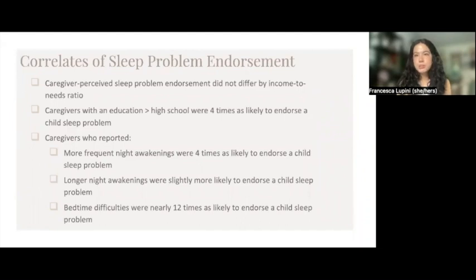Now, taking a look at the results for our second aim of our study, which was to look at the correlates of sleep problem endorsement, we found that sleep problem endorsement did not differ by income to needs ratio, but it did differ by caregiver education level. So caregivers with an education greater than high school were 4 times as likely to endorse a child's sleep problem as caregivers who had a high school education or less. We also found that caregivers who reported more frequent night awakenings, longer night awakenings, and bedtime difficulties were also more likely to endorse a child's sleep problem.